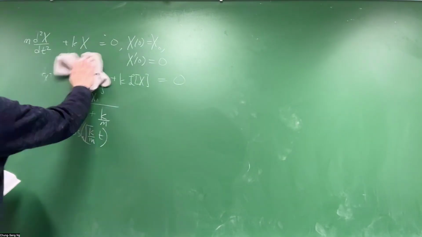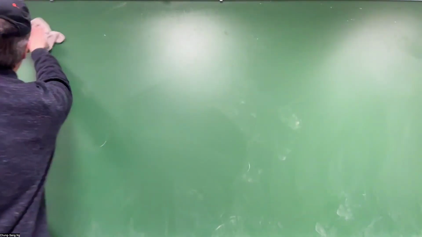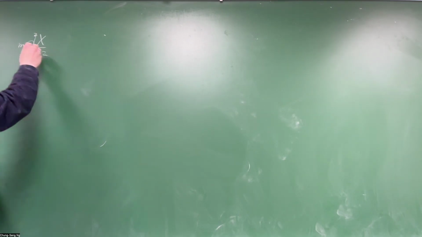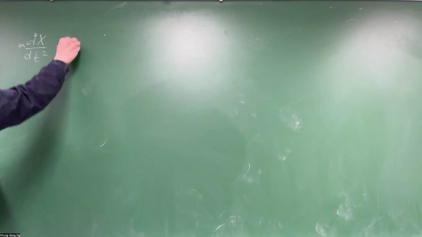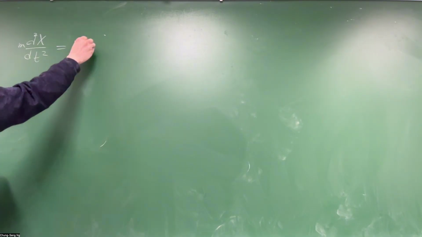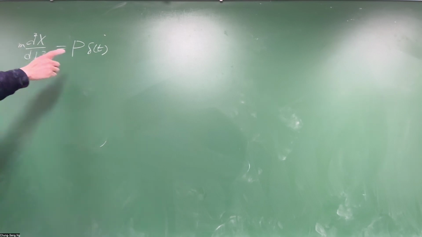The next one is a little different. The right-hand side is not 0, so you have the inhomogeneous term, right? It's still the second derivative, so this is the acceleration times m, this is the force. Force is equal to p times a delta function. So basically, at t equals 0, you have an impulse.